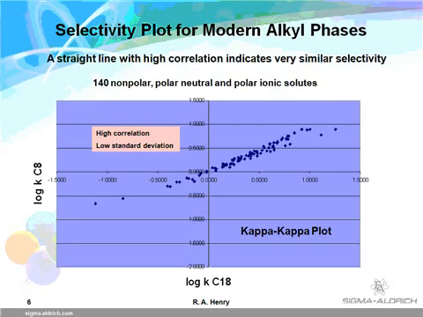Similarities and differences are easily shown in the next slide, where log k values for two columns are plotted under the same operating conditions. If there is a high degree of correlation, a straight line with low standard deviation, the two columns have very similar selectivity. If the test mix and sample of interest has the same or similar compounds, there would be little reason to evaluate both columns. If a very slight difference in selectivity is needed, evaluating both columns could still be successful.